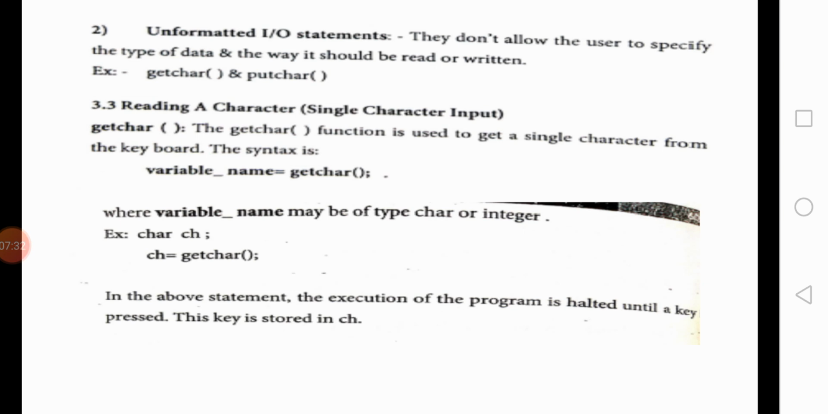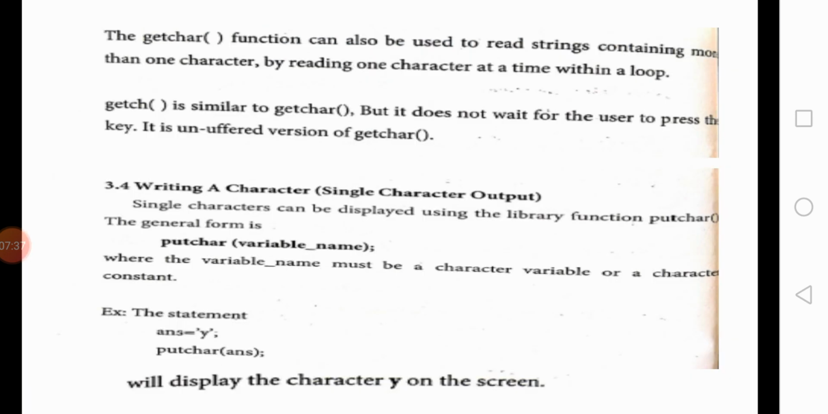This is about the getchar function. The getchar function can also be used to read strings containing more than one character by reading one character at a time within a loop. getch is similar to getchar, but it does not wait for the user to press the key. It is an enhanced version of getchar. getch does not wait for the user to press the key, but getchar should wait until the user presses the key from your keyboard.